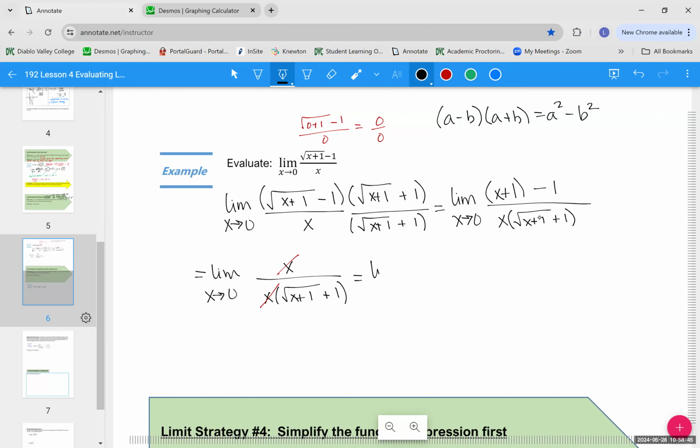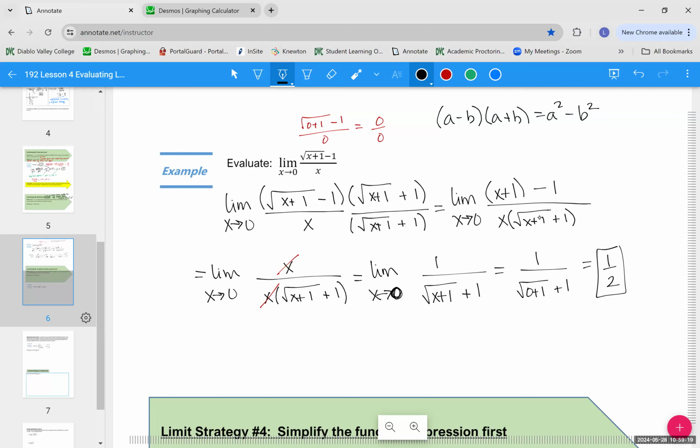So simplifying one more time here, I now have 1 over the square root of x plus 1 plus 1, and I'm going to try direct sub again. So as I go to plug this 0 in for the x, that is when I can leave my limit notation out, because now I am applying the laws and saying that the limit is equal to this number, which gives me 1/2.